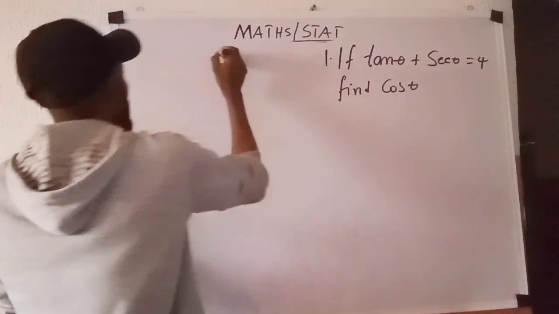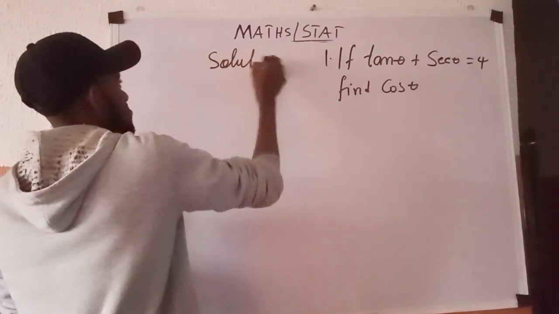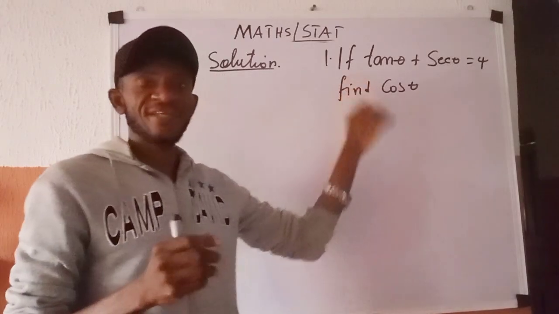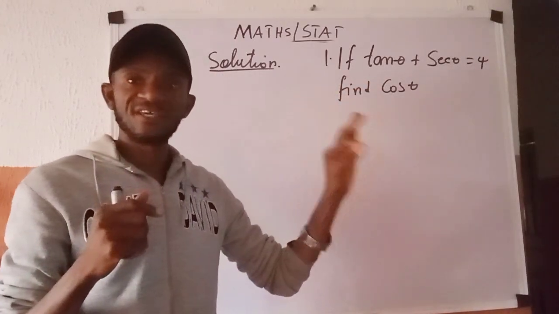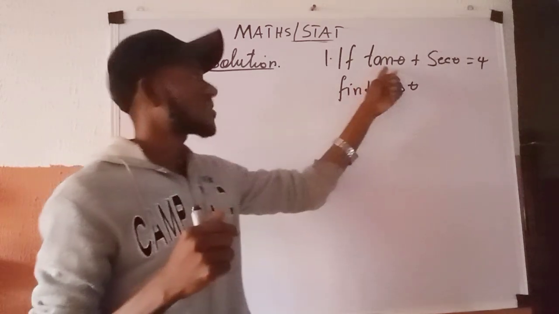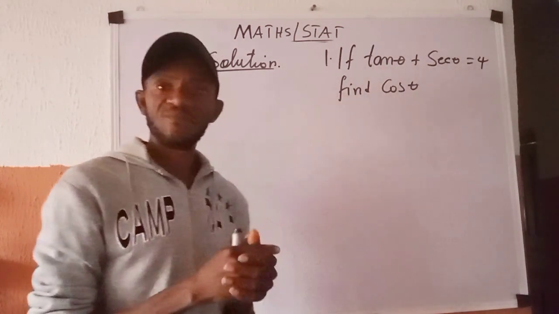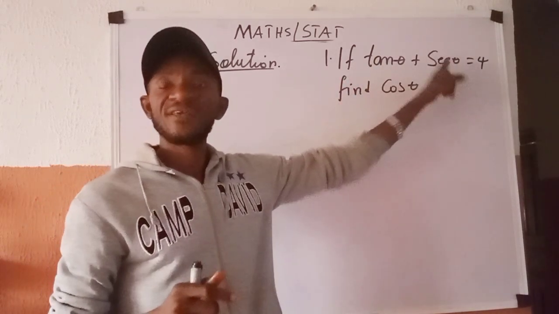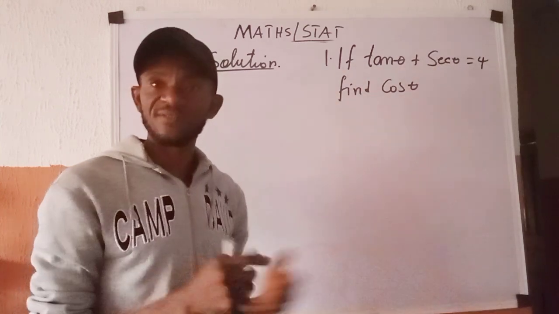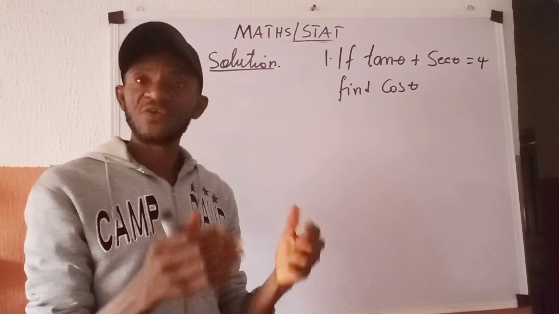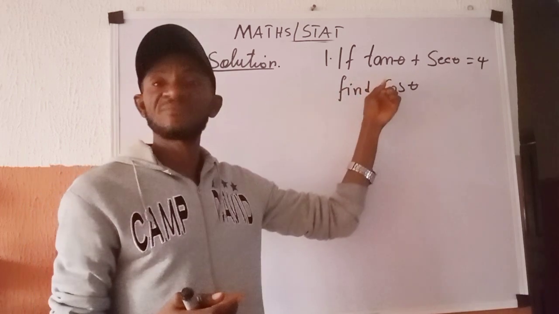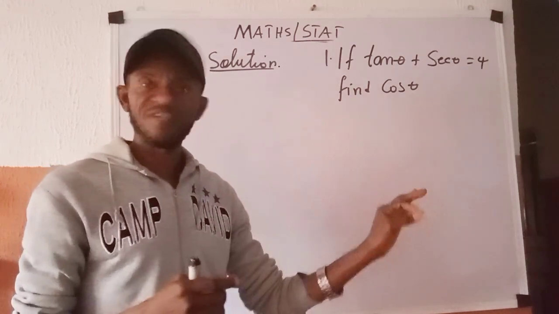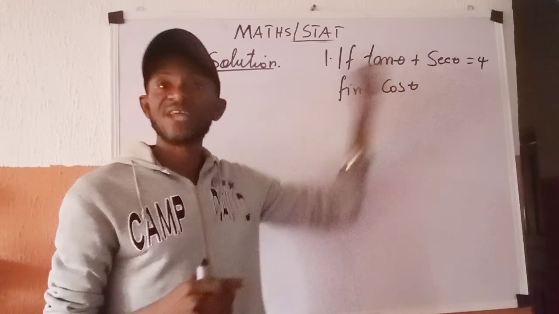As a way of solution, I will come here and write solution. The first thing you are required to do when you are given a problem like this is to think of an identity in trigonometry that relates tan and sec together. And the only identity that relates tan and sec together is the second Pythagorean identity. So another test of your ability to solve this problem is for you to be able to recall the second Pythagorean identity that relates tan theta and sec theta together.